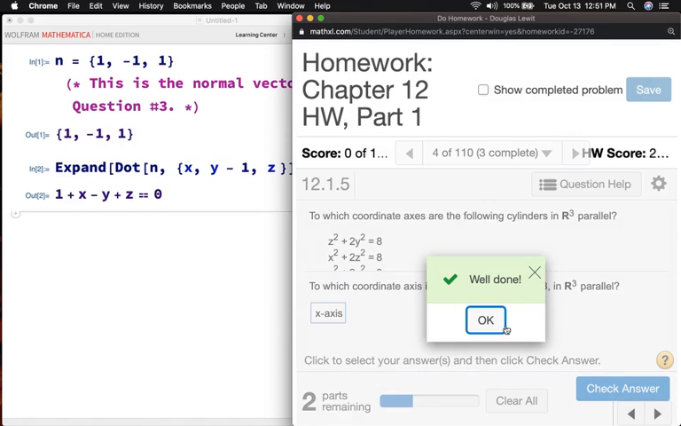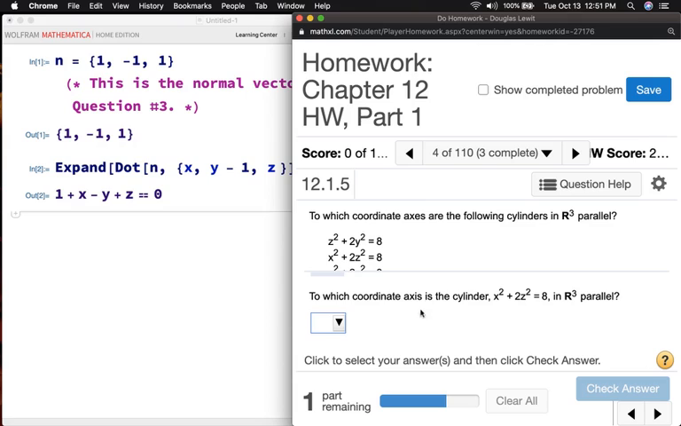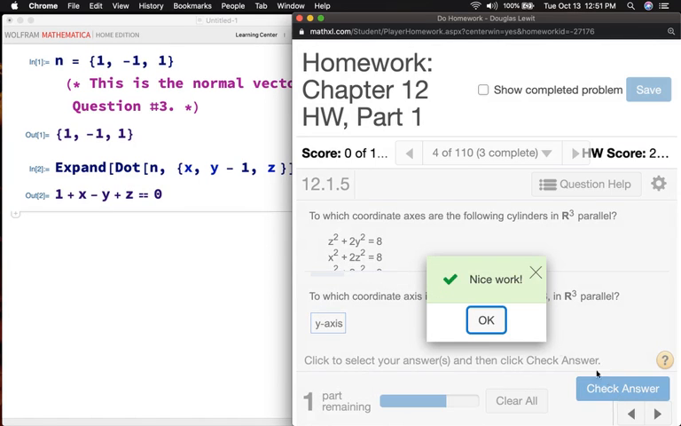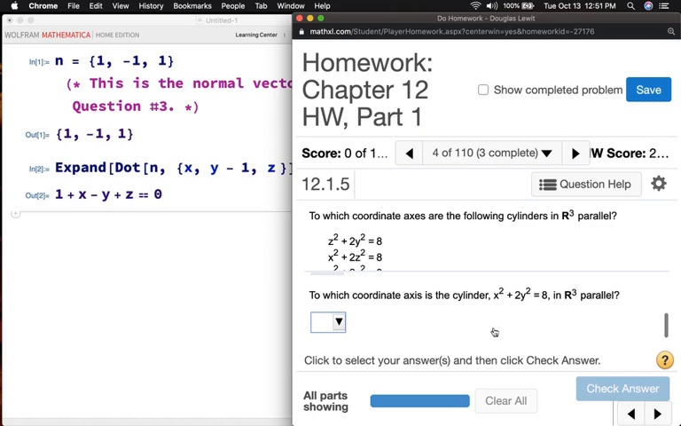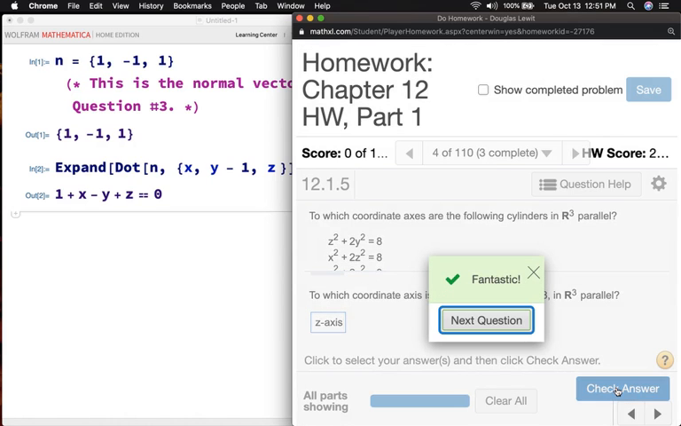Very simple. To which coordinate axis is the cylinder x squared plus 2z squared equal to 8 in R3 parallel? Well, I see an x and I see a z, I don't see a y, so this is going to be parallel to the y-axis. To which coordinate axis is the cylinder x squared plus 2y squared equal to 8 in R3 parallel? This is parallel to the z-axis, and that's correct.